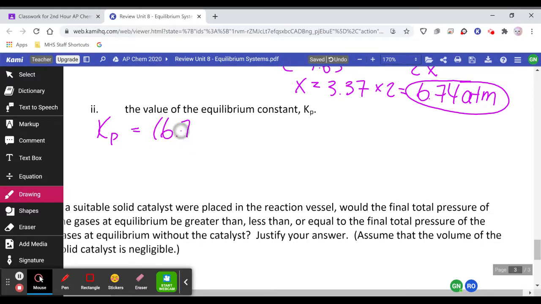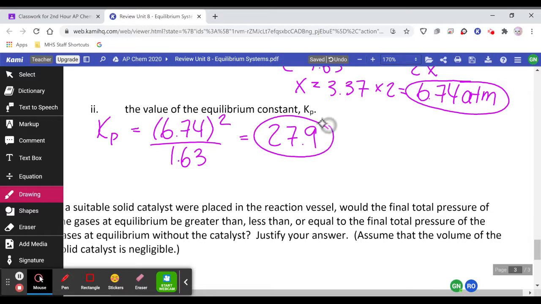So we'll have 6.74 atmospheres. We do need to remember to square it as part of that expression. And then our partial pressure of CO2 we said was 1.63. And so I get 27.9 as my K sub P.